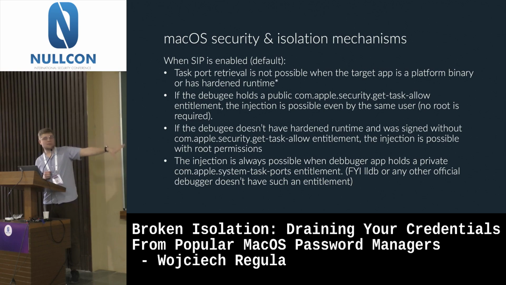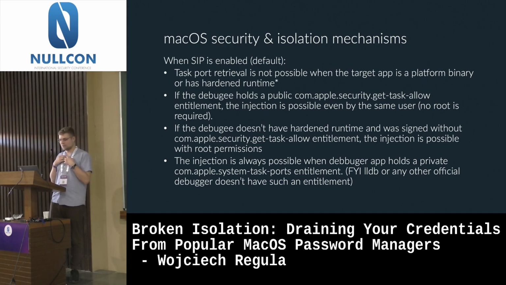That's a blob of text, but if you are into macOS security research, take a picture of that or note it somehow, because this is the slide I really wish I saw like 6 years ago. There's an instruction on how you can control other processes. So if the debuggee holds a public com.apple.security.get-task-allow entitlement, the injection is possible even by the same user, so there is no root required. This is the situation when our application says, I want to be debugged, and explicitly includes an entitlement that says, I want to be debugged.